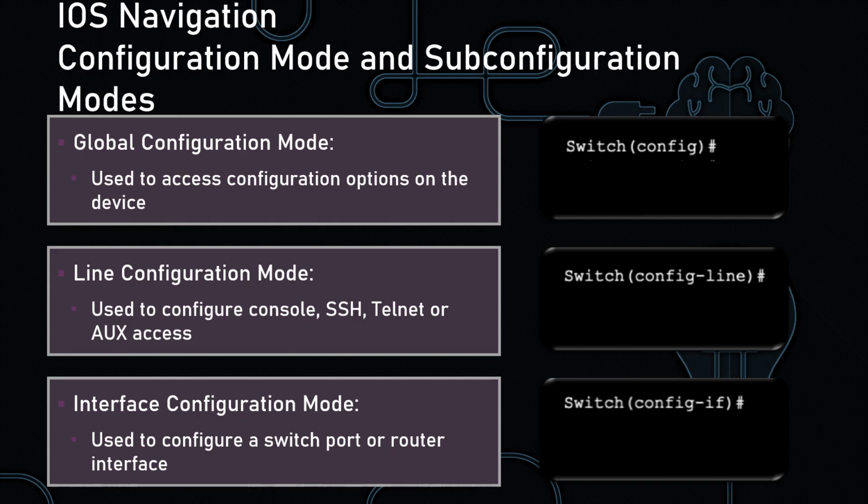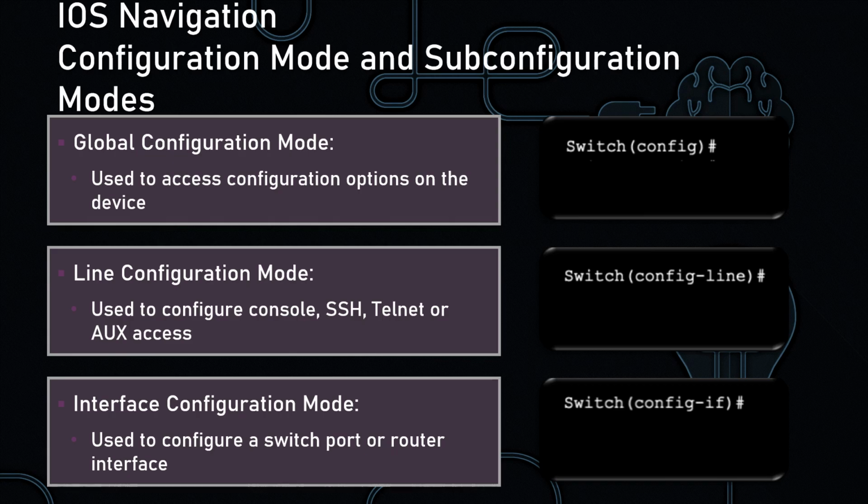So subconfiguration mode for global configuration lets us set up configuration for the device. So you would type in enable to go into privileged exec, type in config T to go into terminal, and then you can make changes such as switching around the host name or certain things like that.